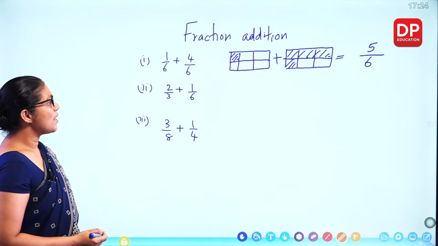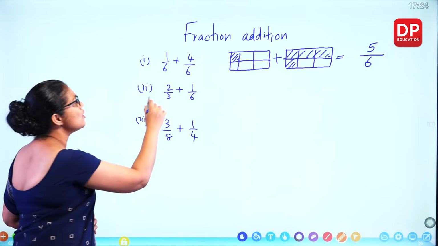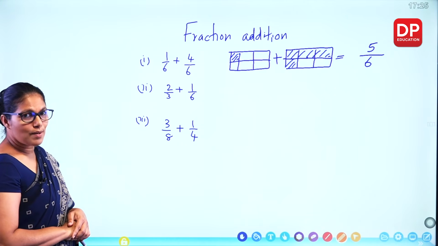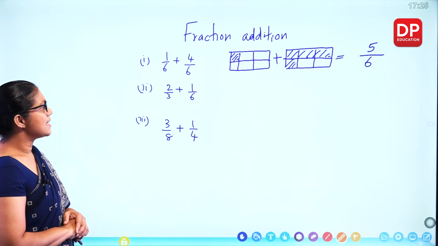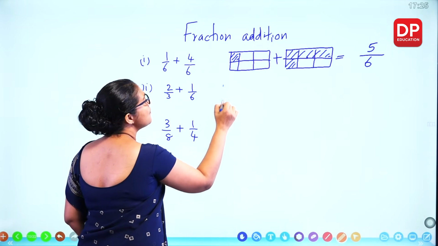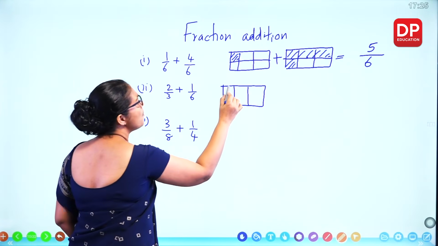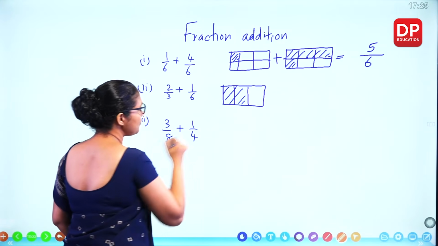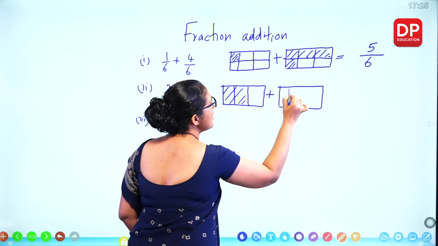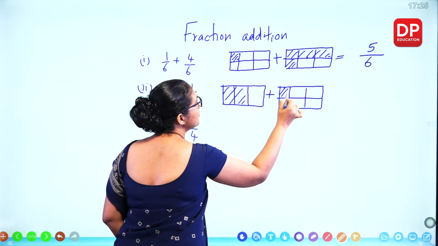Now we'll take the next one. Here the denominator is 3, and here the denominator is 6. Those are not equal, so how can we add them? I'll show you with a diagram. If this is 2/3, that means if you have 3 parts, 2 parts are colored. If you have 6 parts, the next one 1/6 means that when you have 6 parts, 1 part is colored.